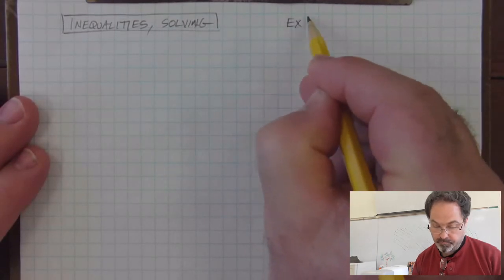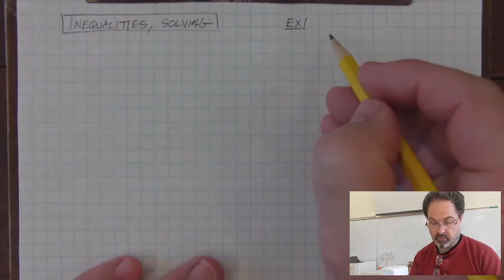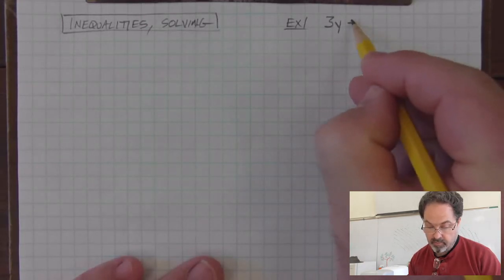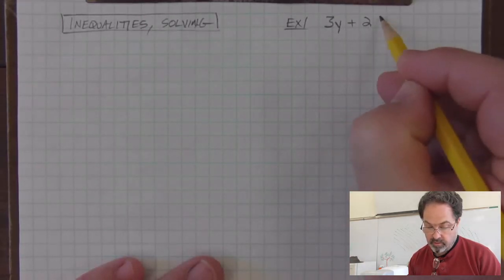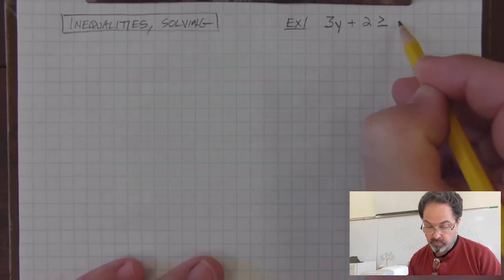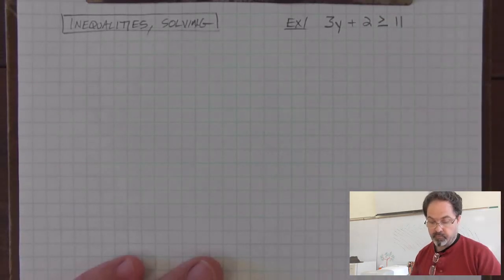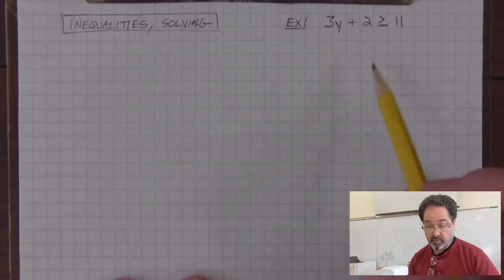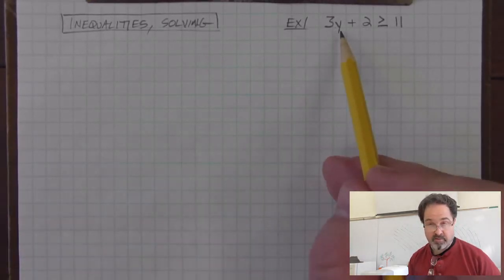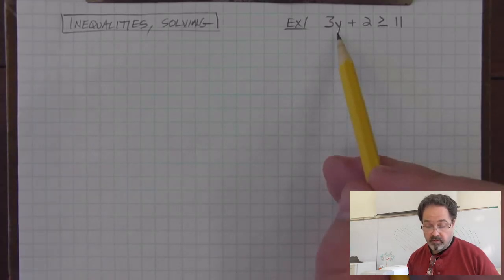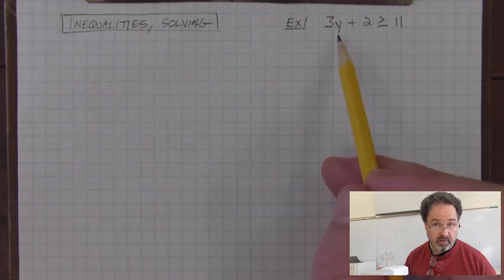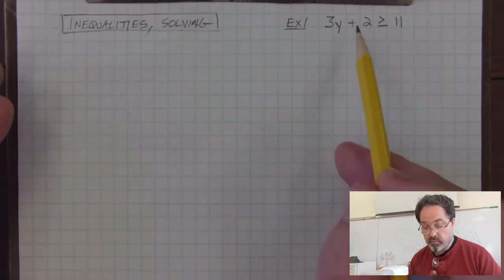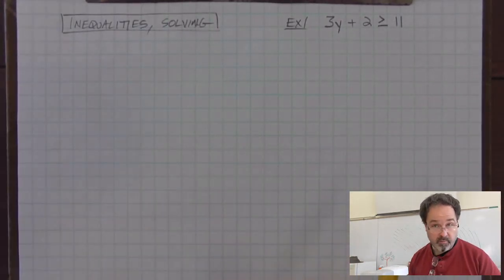For example, 3y plus 2 is greater than or equal to 11. This is an inequality. There's a variable, but it's not solved for. It's not alone and positive on one side yet. How do we solve for y? How do we get it by itself?